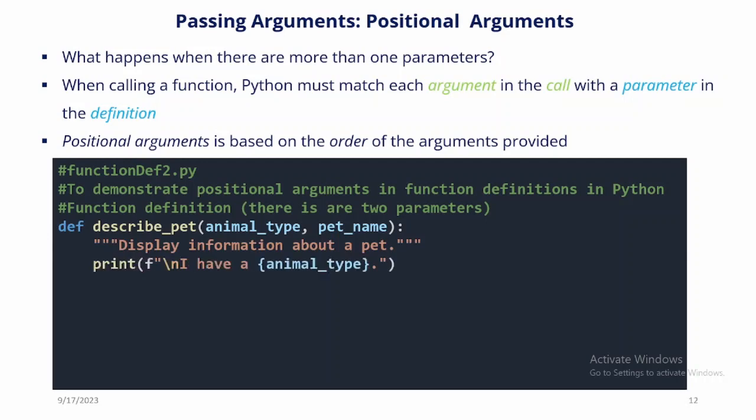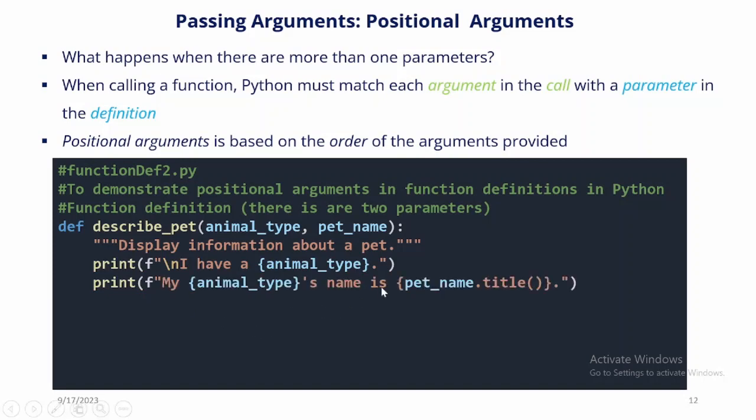What it does is display information about the pet. So you say print, I have a animal type. My animal type's name is pet name. We are using the parameters that were defined for the function to do some activities inside the function. So the correct positioning when you call the function will be hamster, Harry, in which case it will be: I have a hamster, my hamster's name is called Harry.